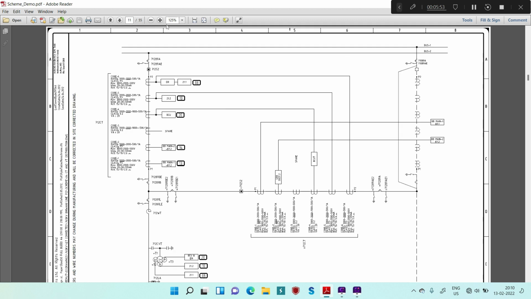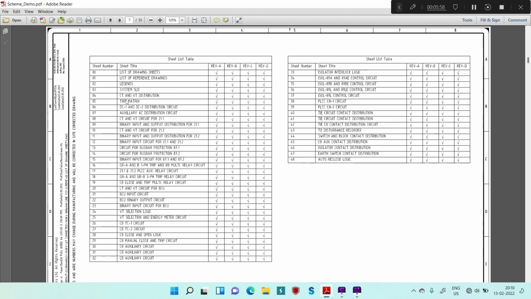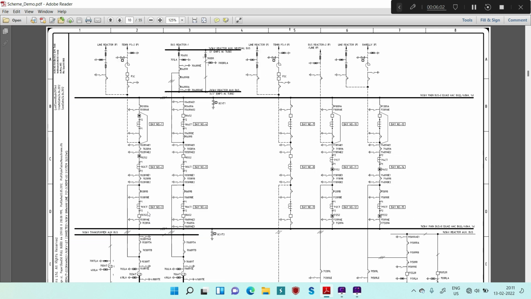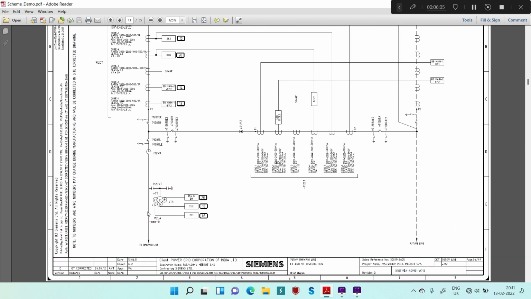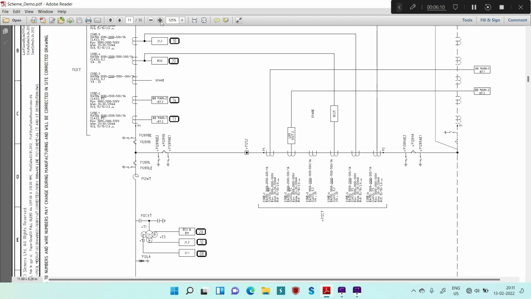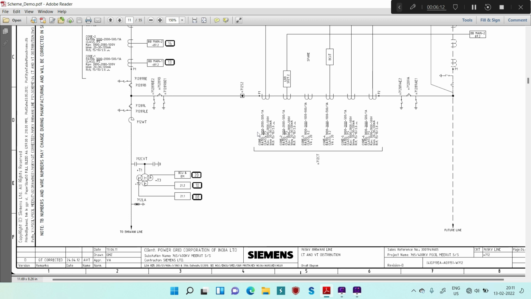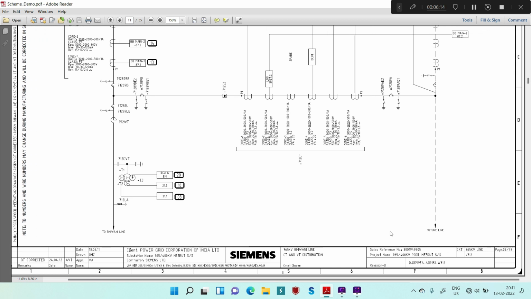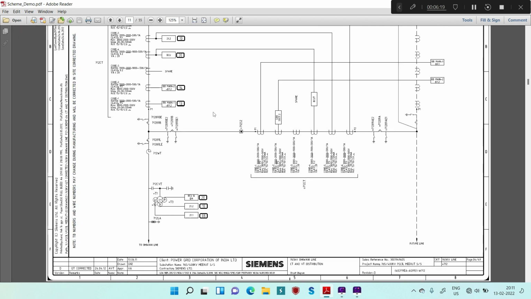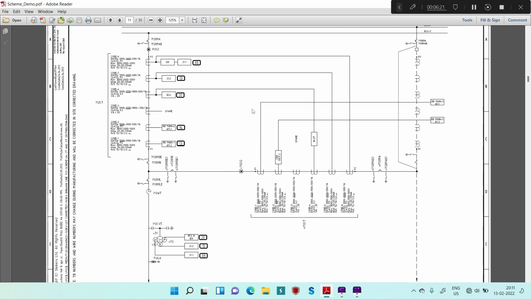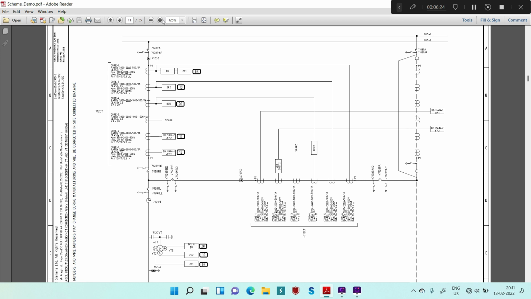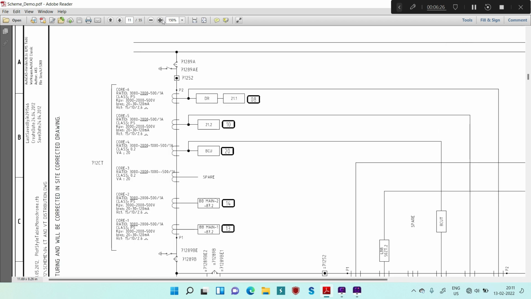So now the first important circuit which starts is your CT circuit. If you see the index, the CT and VT distribution is shown at page number 4. So you just have to go to this page, and if you see down, this is your page number, which is page number 4. This is for your CT and VT distribution.